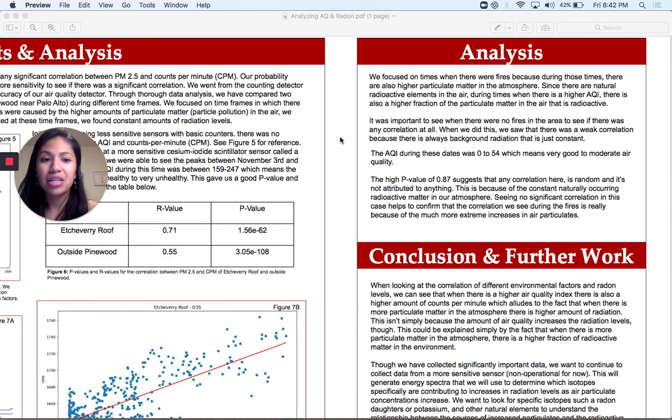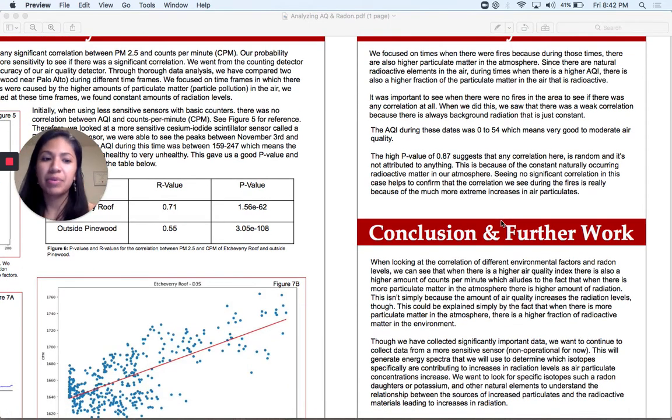It was important to look at when there were no fires in the area to see if there were any correlations at all. And when we did this, we saw that there was a weak correlation because there's always background radiation that is just constant. So the AQI during these times was 0 to 54, which means it was very good to moderate air quality, which didn't change the counts per minute. And then the high p-value of 0.87 suggested that any correlation there was random and wasn't attributed to anything. Again, this is because there's just constant naturally occurring radioactive matter in our atmosphere.